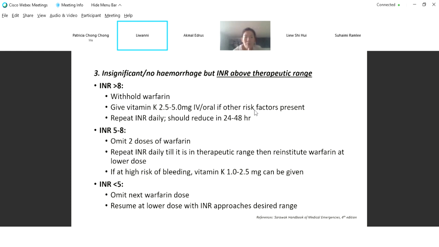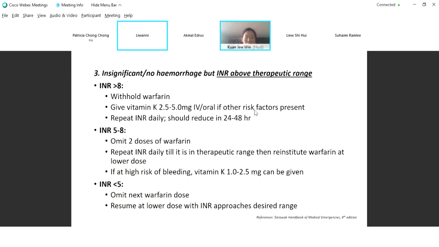And then we can restart warfarin at a lower dose once the bleeding has stopped. Okay, next. The last condition is insignificant or no hemorrhage, but the patient's INR is above the therapeutic range. If the INR is more than 8, we have to withhold the warfarin and give vitamin K 2.5 to 5 milligrams IV or oral if risk factors for bleeding are present. The risk factors include old age, high actual INR, or any previous GI bleed. We have to repeat INR daily, and the INR should reduce in 24 to 48 hours.